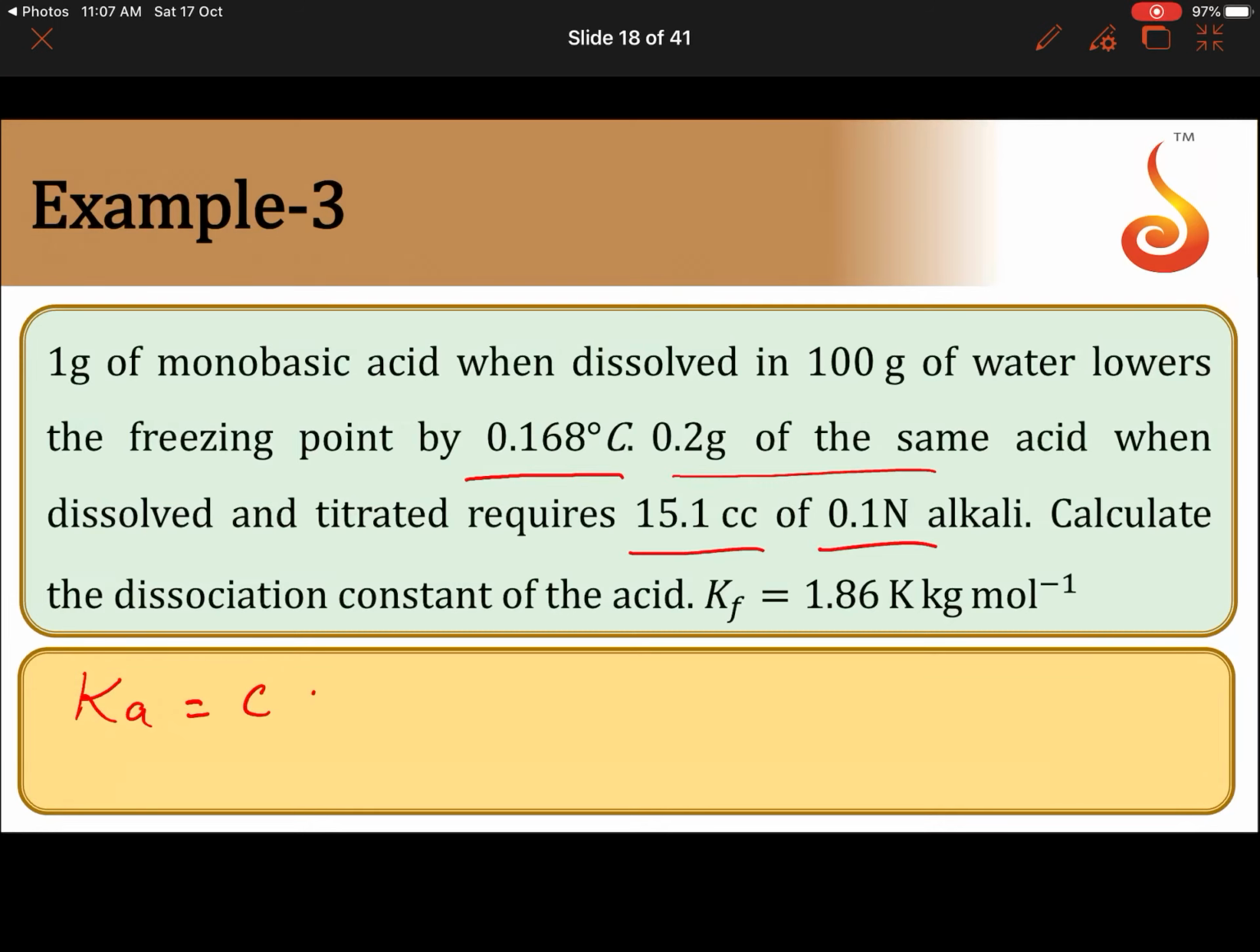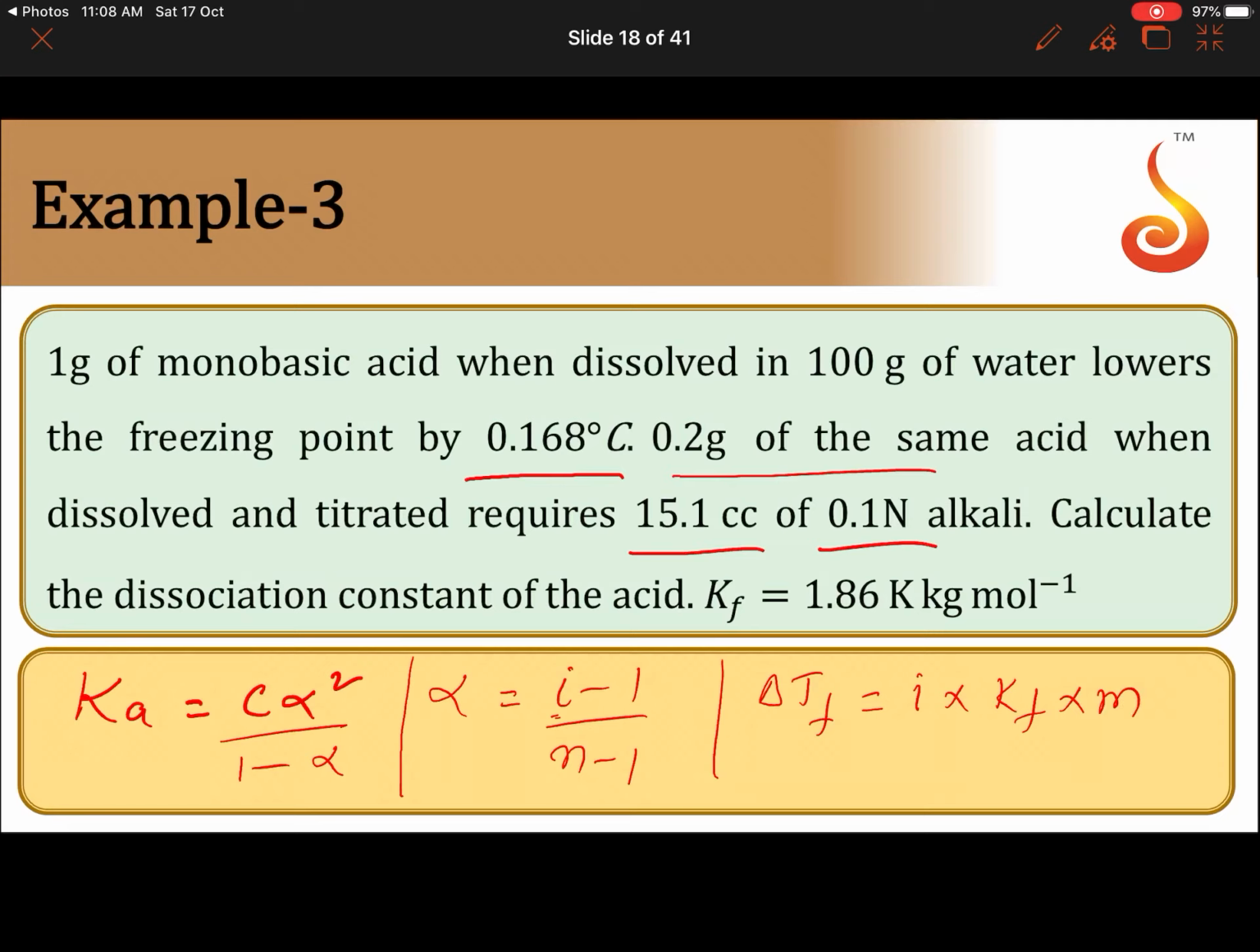So, we know that Ka is equal to C alpha square by 1 minus alpha. So that implies we have to calculate the value of alpha. And we know that alpha is equal to i minus 1 by n minus 1. Means we require the value of i now. And i can be found out from the formula delta Tf is equal to i into Kf into molality. So we require the value of molality now. And molality requires the molecular mass of solute, which is not given.